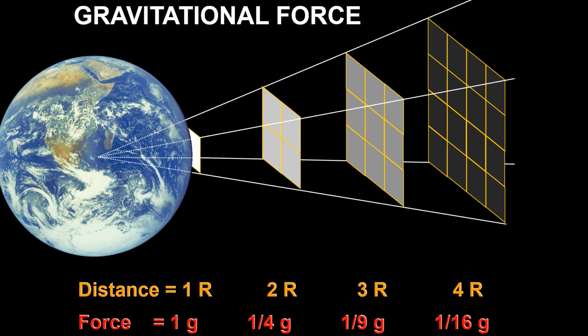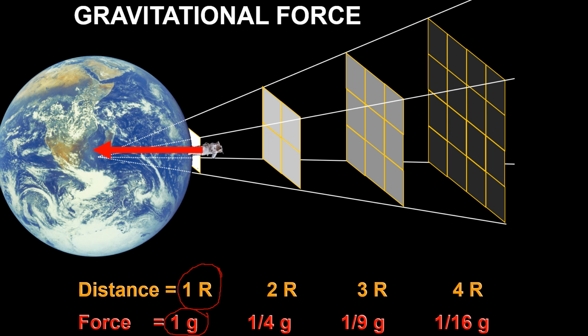Now you can see if the distance is 1 r, that means if it is equal to 1 times the radius of the Earth, then the force is, say, 1 g. That means, say, 1 gravitational pull. We are just talking about a rough estimate of how the force is going to be. Say it is 1 g.